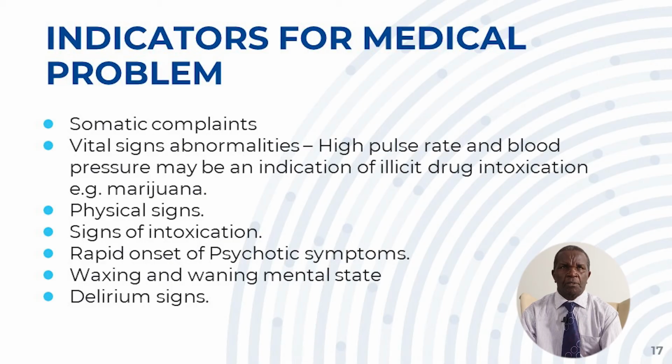Now, what are the indicators of medical causes of acute psychosis? The patients may have somatic complaints, vital sign abnormalities like high pulse rate and high blood pressure, which may be an indication of drug intoxication. Drugs like marijuana, if taken in high doses, may cause high pulse rate and high blood pressure. There could also be physical signs, signs of intoxication, rapid onset of psychotic symptoms, waxing and waning mental state, and signs of delirium.